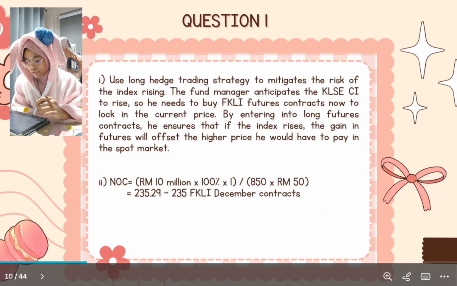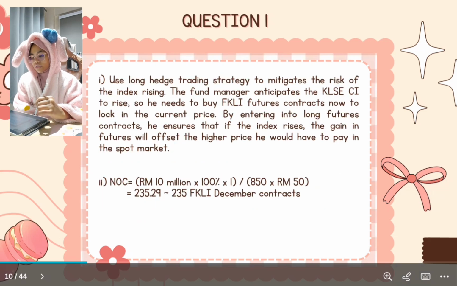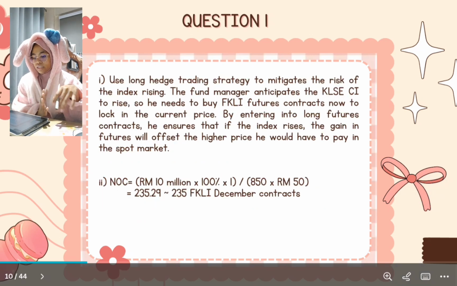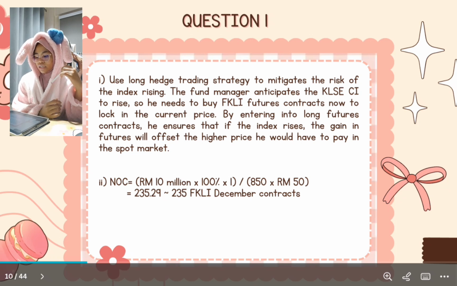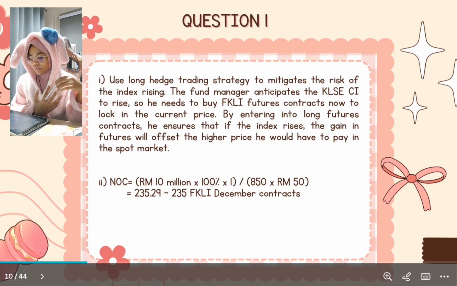Okay, so this is the answer. Use a long hedge trading strategy to mitigate the risk of the index rising. The fund manager anticipates the KLSE index to rise, so he needs to buy FKLI futures contracts now to lock in the current price. By entering into long futures contracts, he ensures that if the index rises, the gain in futures will offset the higher price he would have to pay in the spot market.